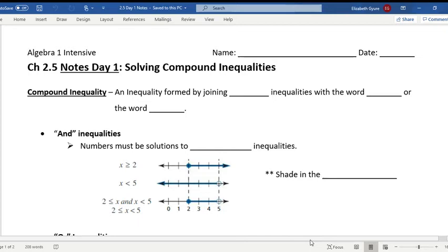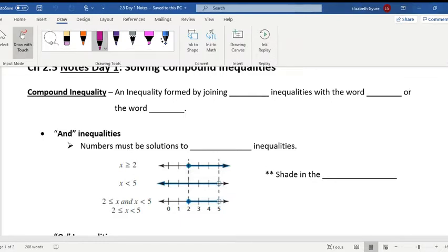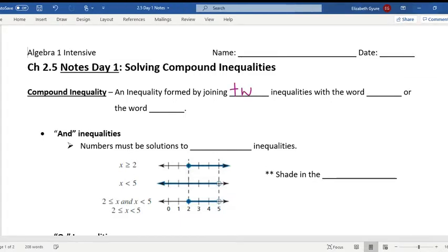Solving compound inequalities. A compound inequality is an inequality formed by joining two inequalities with the word and or the word or.